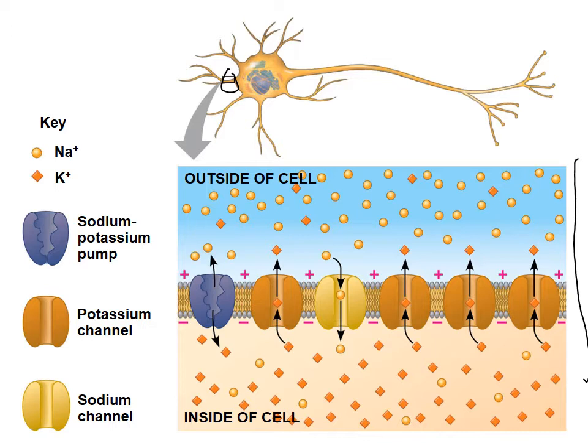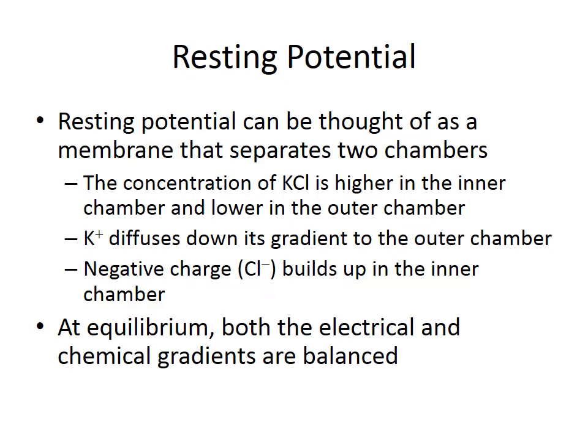But if you look inside the cell, there are a lot of diamonds, which are really potassium, and not that many sodium ions, which are little round balls. And then you see one sodium-potassium pump, and you see potassium channels, but not that many sodium channels. That is because we don't want a lot of sodium coming in, so we have very few channels for it to come in.